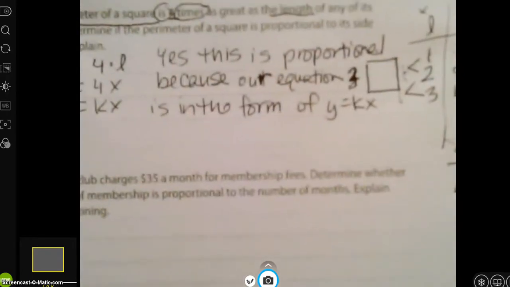And if I take the table back, 3, 2, 1, 0. 12 minus 4 is 8. Minus 4 is 4. Minus 4 is 0. And it also goes through 0, 0. So you could say, yes, it's proportional.